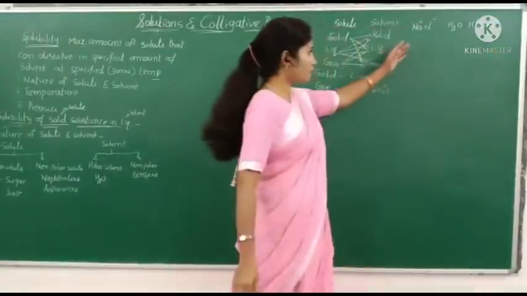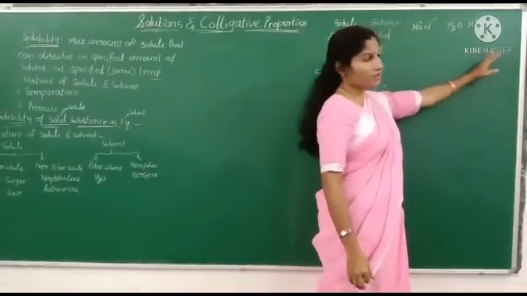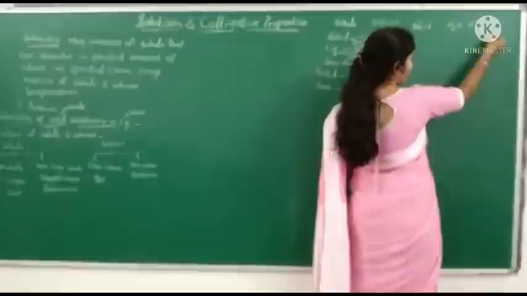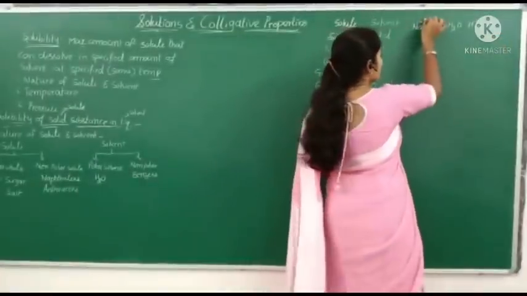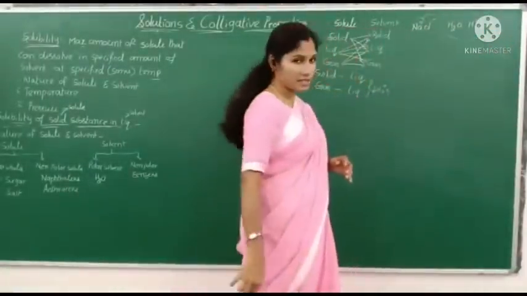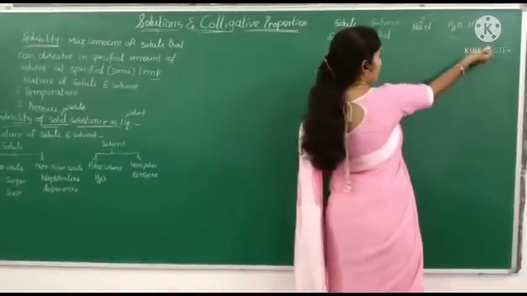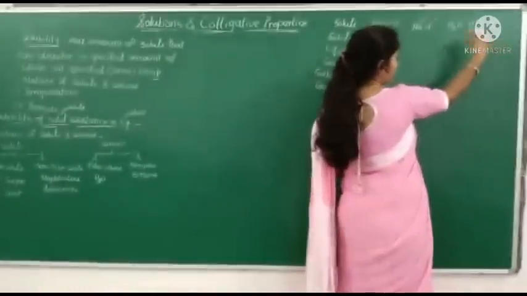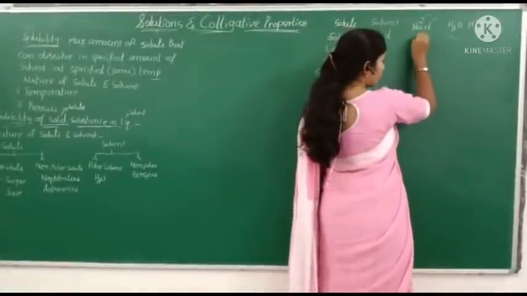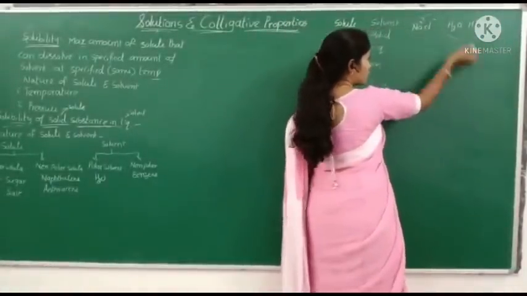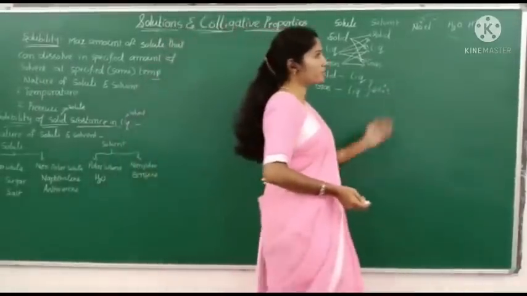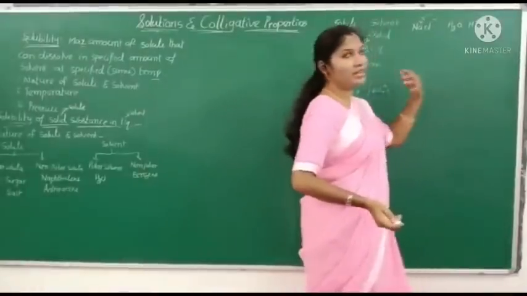So we have a polar solute and a polar solvent. Both have oppositely charged ions. Here sodium ions can form a bond with OH minus ions, that means they can pair with oppositely charged species. Due to this, salt can dissolve in water because both are polar in nature. Salt is polar and water is polar.